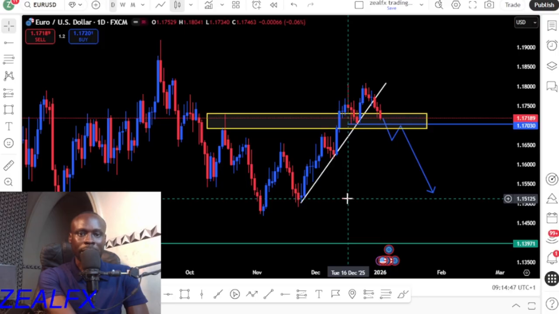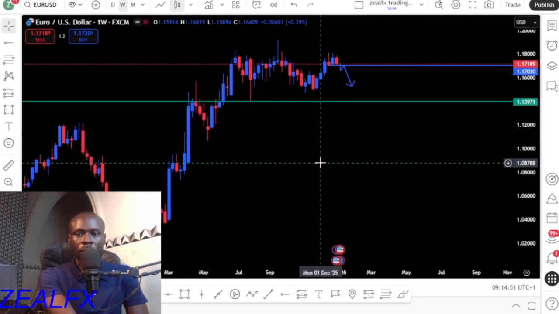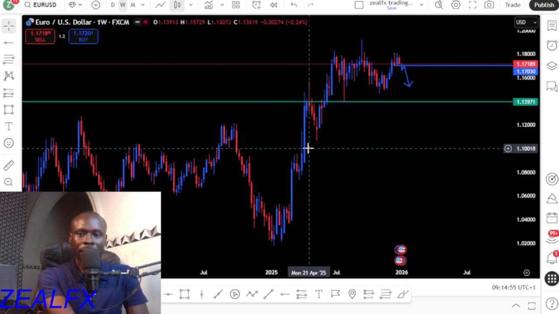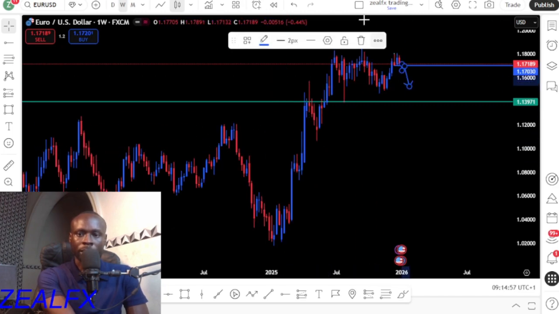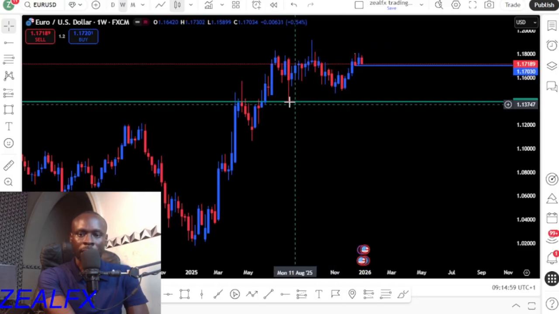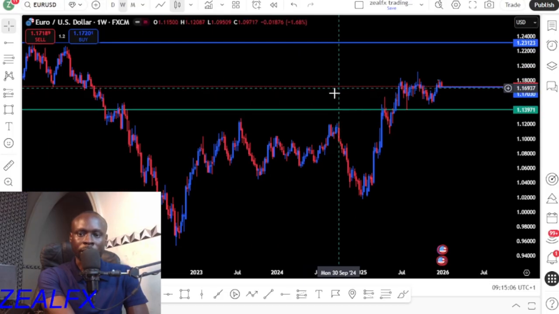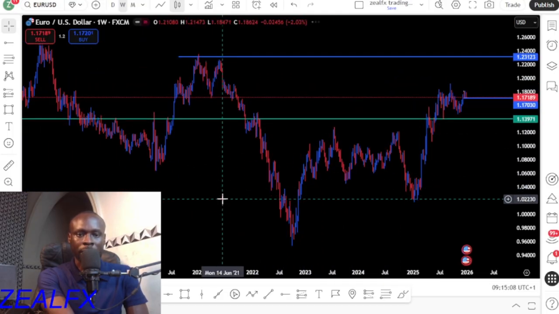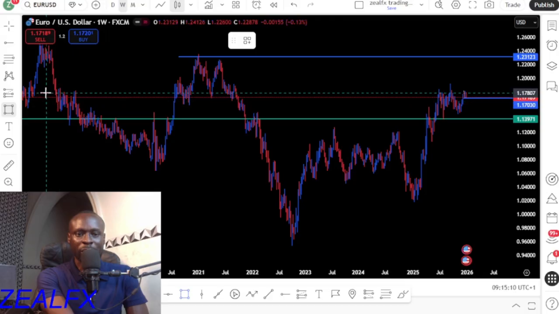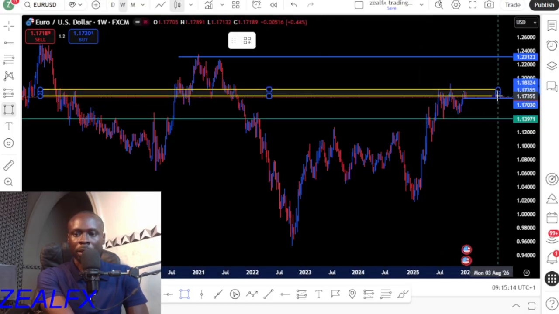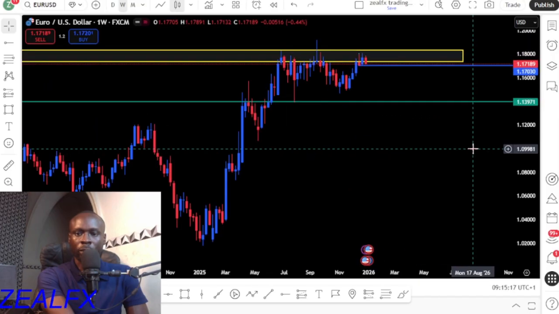So let's look at the weekly chart of the Euro USD. On the weekly chart, you can also clearly see that price is on a range. So we have a choppy trend, which is not okay yet for us to make any strong decision for the Euro USD. Currently price closed on a long-term weekly resistance level on the Euro USD, which is this resistance level.